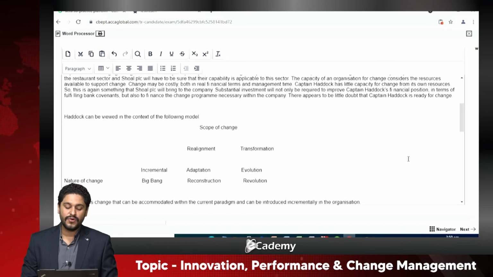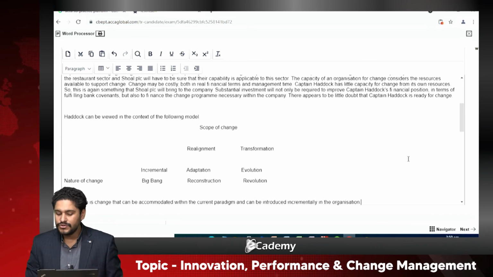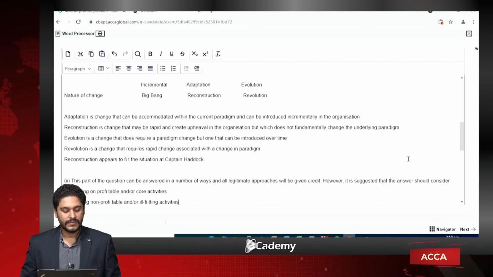So we might go for the realignment, and incremental means we are going for an adaptation strategy. The transformation and incremental means we are going for the evolution. The realignment and big bang means reconstruction, and last but not the least, the transformational and big bang means revolution.